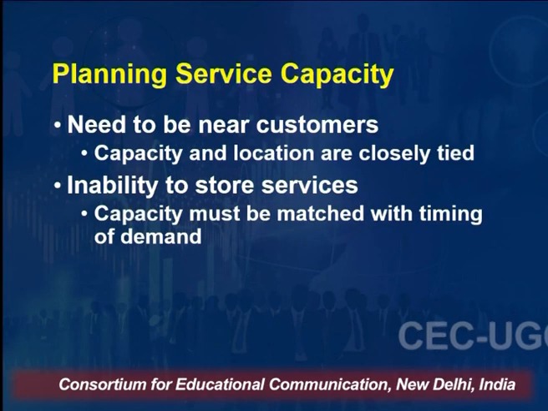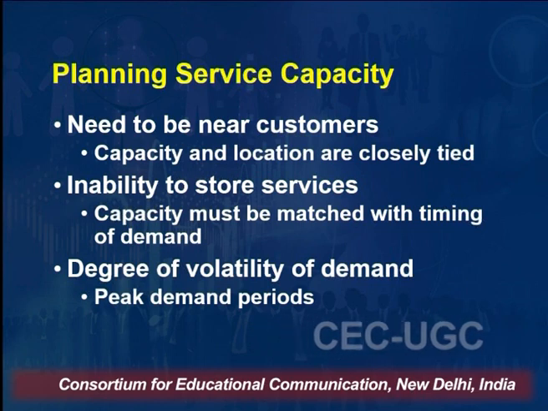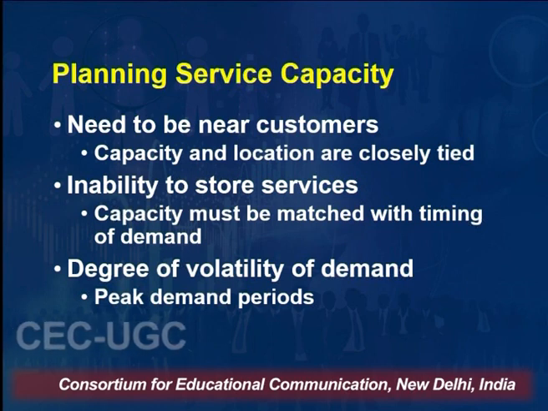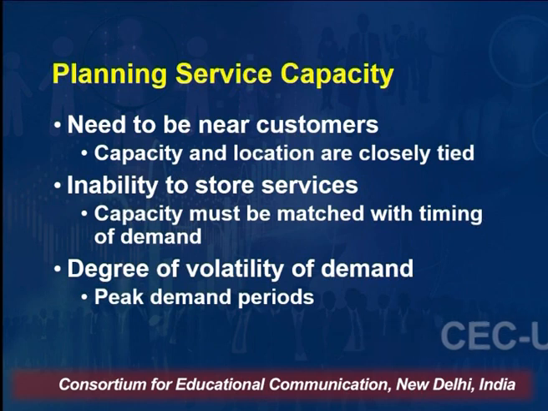In the service industry, the characteristic is the inability to store services. So capacity must be matched with the timing of demand and the degree of volatility of demand, so you have to look at peak demand periods. So in a service industry, basically there cannot be inventories. In a manufacturing industry, you have manufactured some goods, today the demand is not there, so you have made stock. For example, in winters, industries can produce fans, air conditioners, coolers, so that they are able to meet the peak demand in the season, so they can store the products.